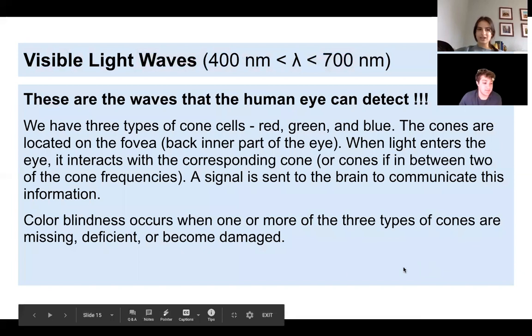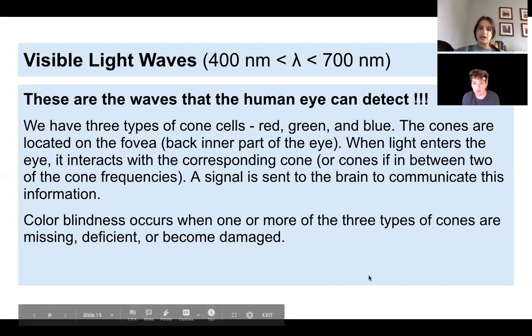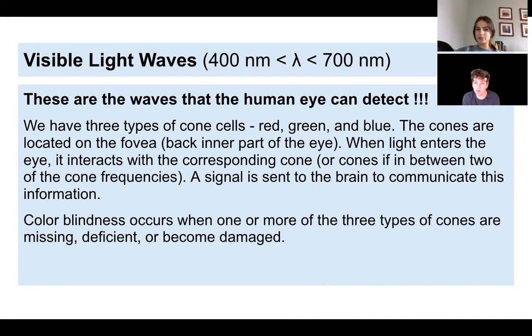Okay, and so then there are visible light waves. These are a little bit confusing, but these are the waves that we can see. So these are the colors that we can see. We have three types of cone cells in our eyes: red, green, and blue, which are located in the inner part of our eye. When light enters our eyes, it interacts with the cone of the corresponding color, and then a signal is sent to our brain to communicate this information.